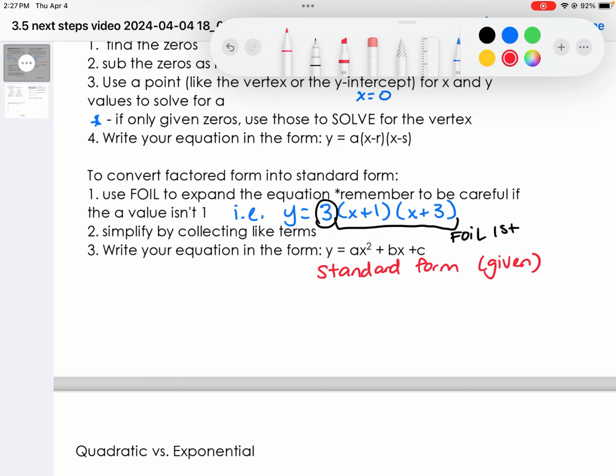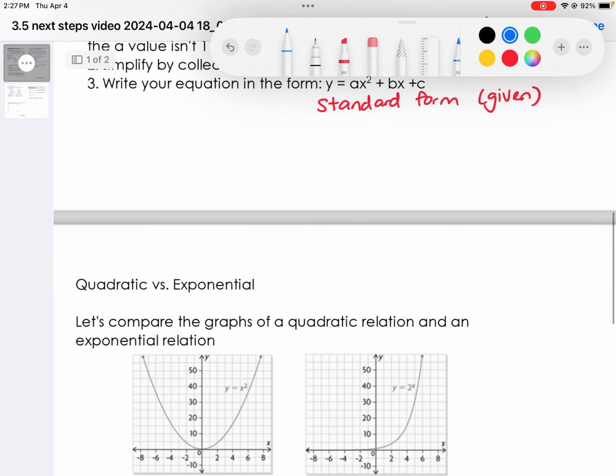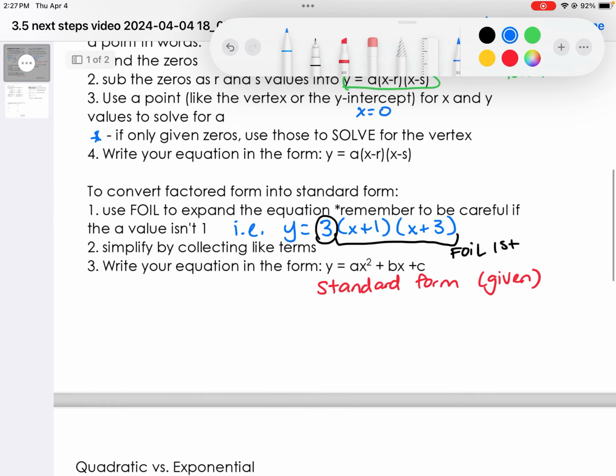And standard form will be given. The general standard form, okay? Actually, I'm going to write that too. General standard form.